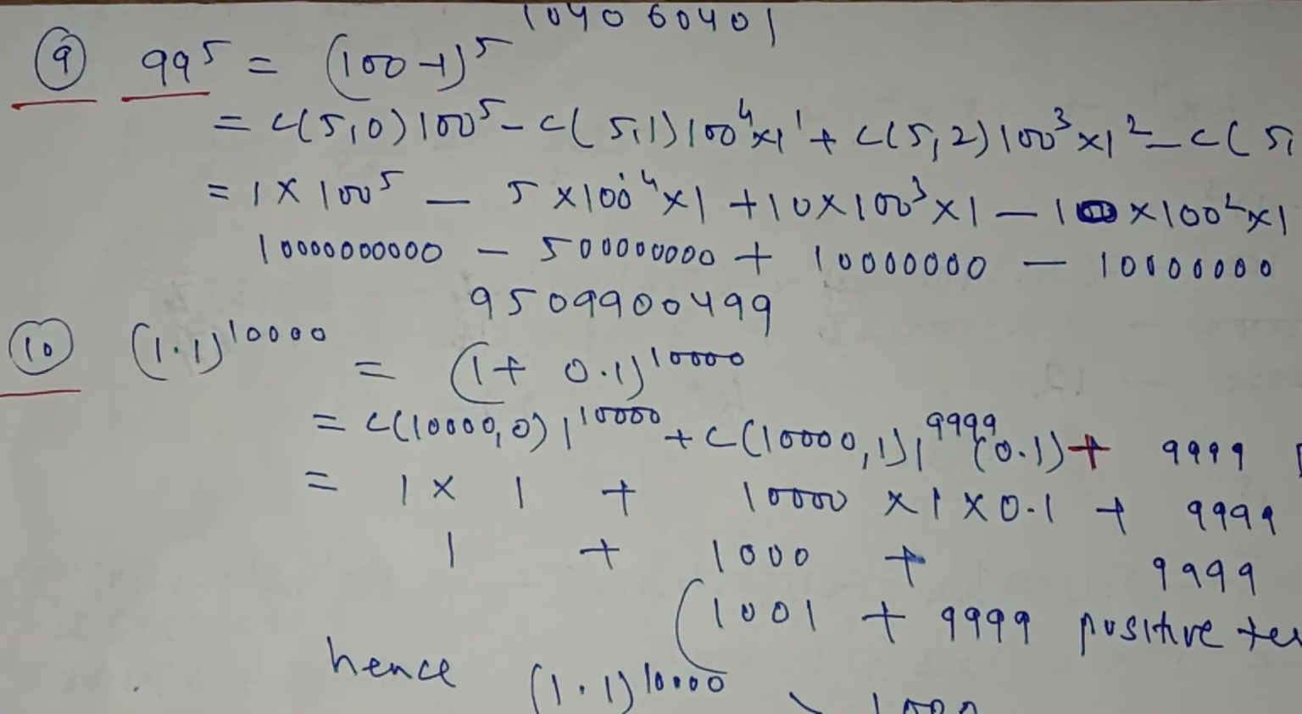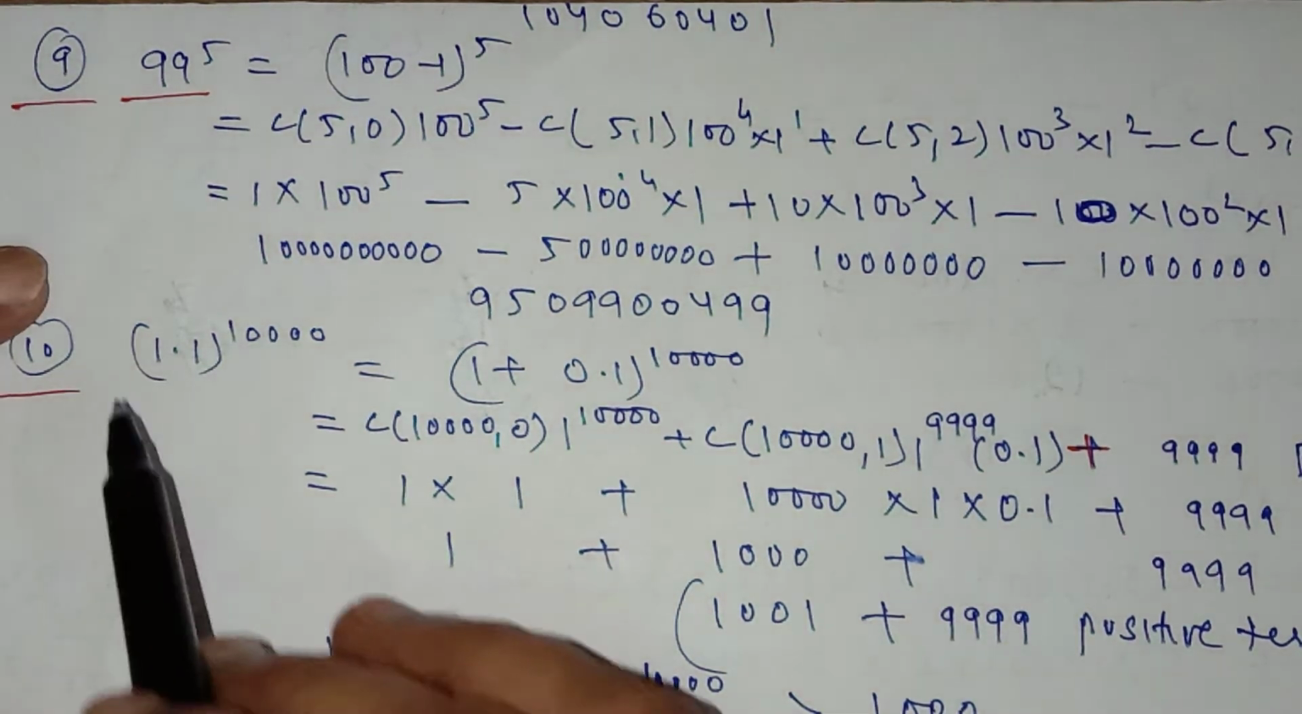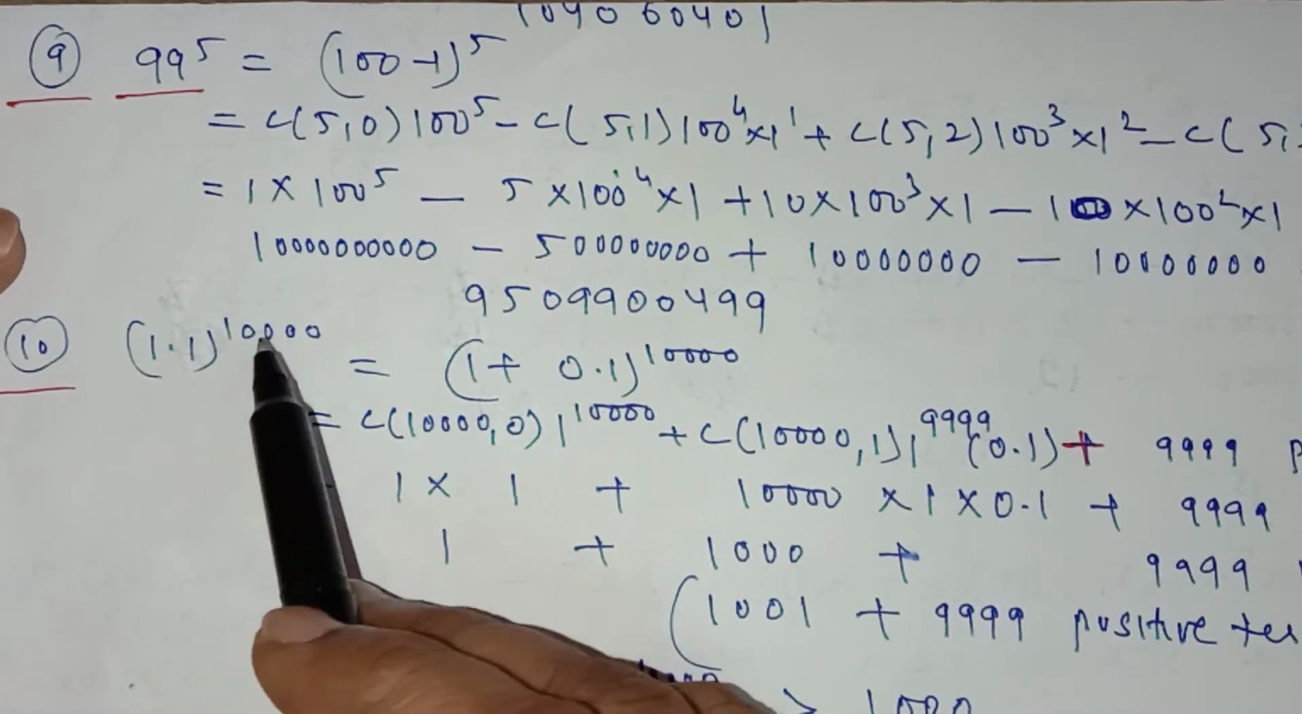Now see question number 10 very carefully. You have to find which is greater. Read the question from the book. It is 1.1 raised to power 10,000 or 1,000. There are two terms: one is 1.1 raised to power 10,000 and another term is 1,000. You have to find which of them is greater. So I'm finding the value of 1.1 raised to power 10,000.